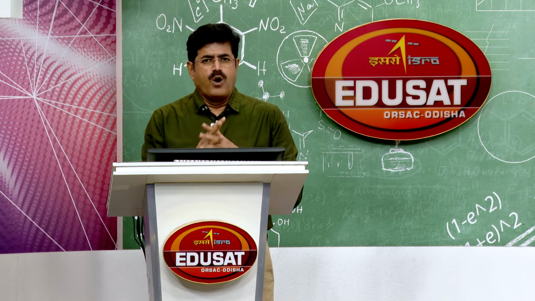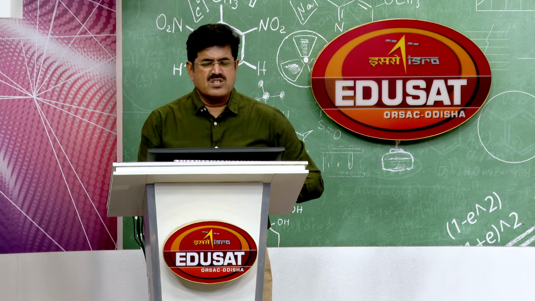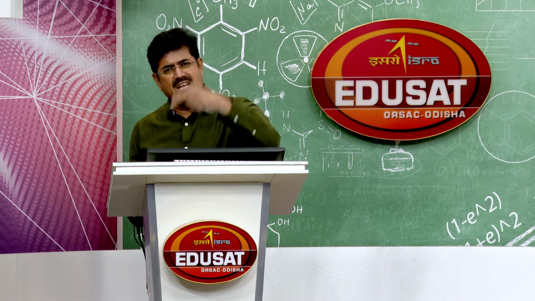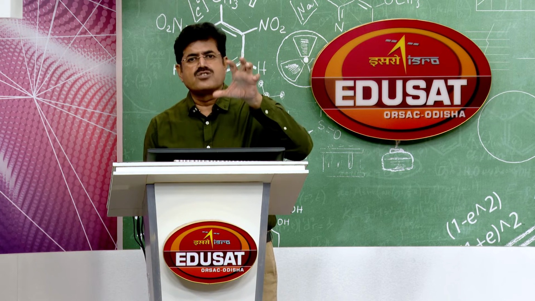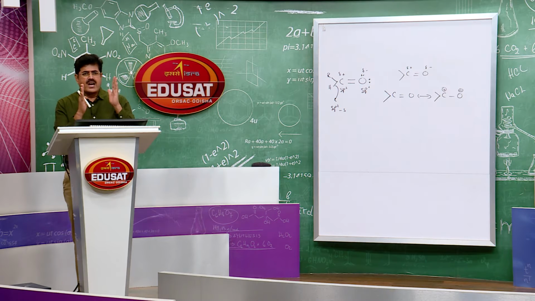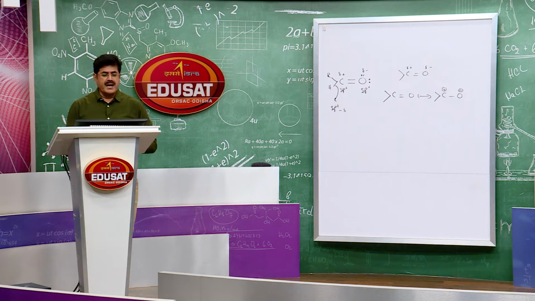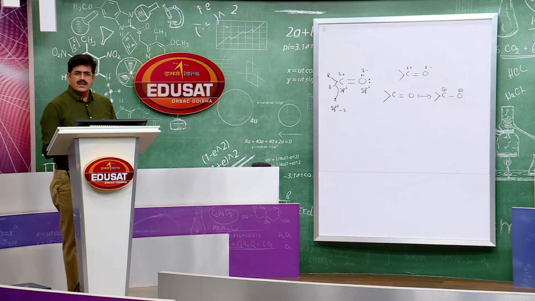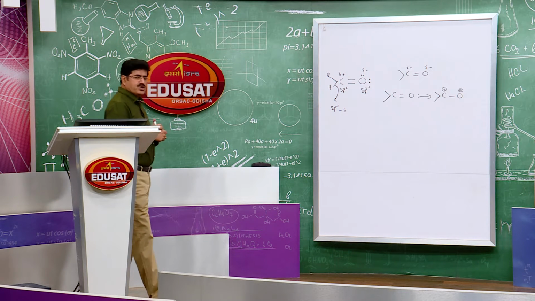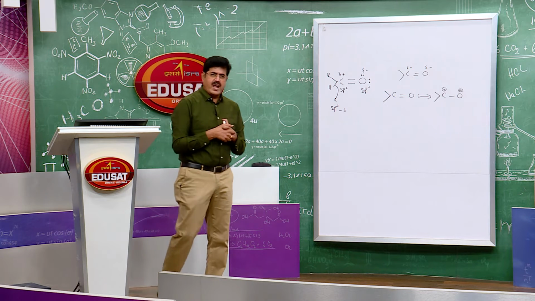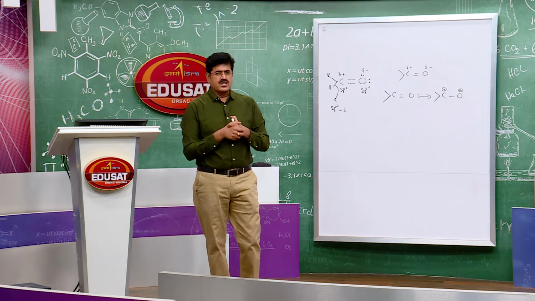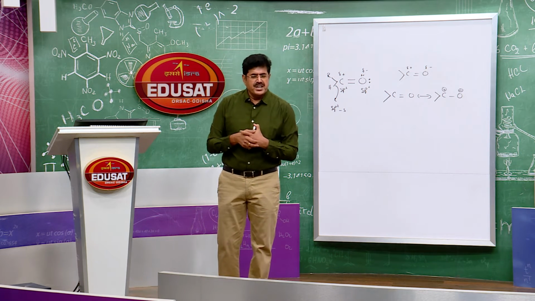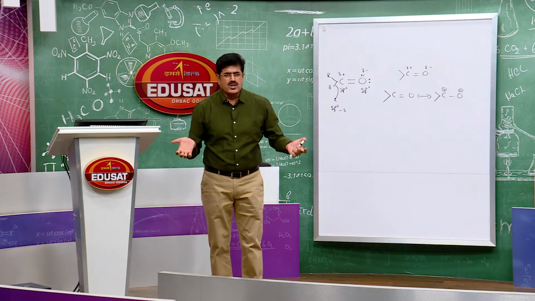The step 1 is slow, and the slow step is called RDS. RDS is the rate determining step. So here the rate of the reaction can be determined. This is the nucleophilic addition reaction of aldehydes and ketones. The characteristic reactions of aldehydes and ketones are the nucleophilic addition reactions. It is because the carbonyl group is a polar group.